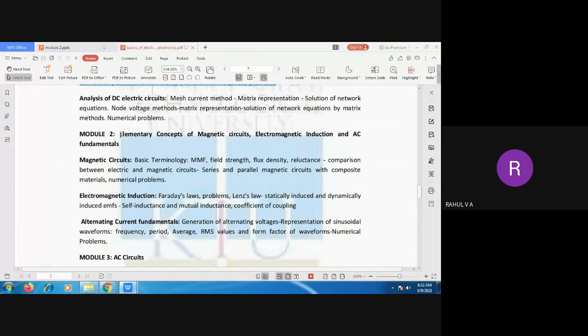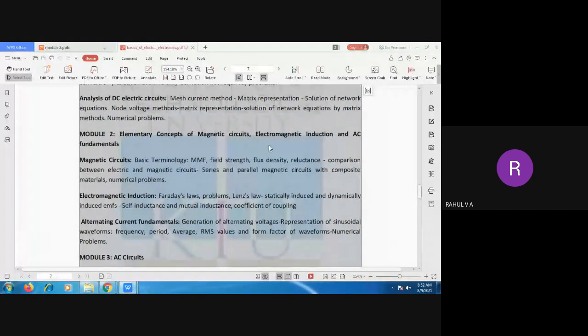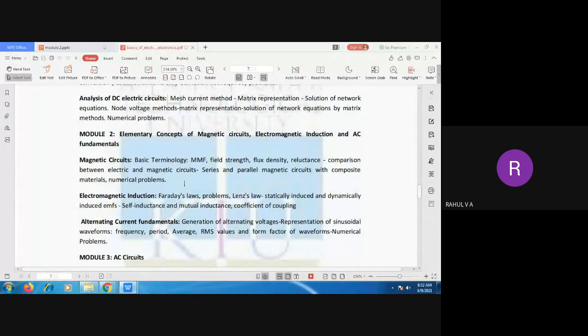Okay, so it was about magnetic circuit. There we were learning about basic terminology like MMF, what is field, what is flux, what is reluctance, flux density, etc. And then we compared the difference between electric and magnetic circuit. And then we were explaining about series and parallel magnetic circuit. So till this we discussed before your exams or study leave.